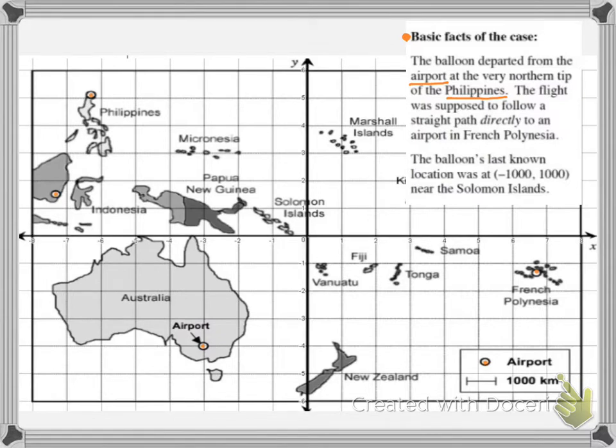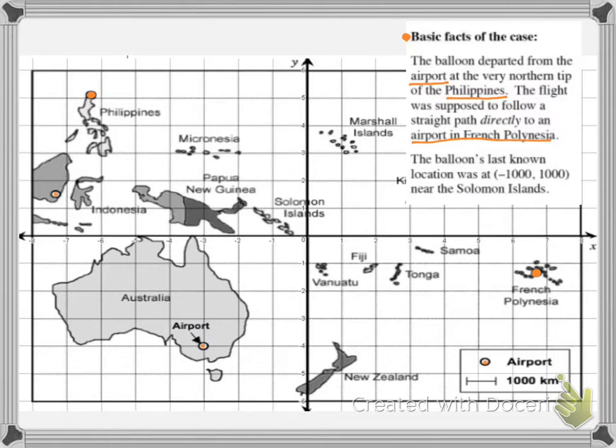So I know up here I have, so my little orange dot right there is going to be the Philippines up at the very top left. Flight was supposed to follow a straight path. Okay, so straight line directly to, all right, we're going to the airport in French Polynesia. Okay, so we know what their path was. So I'm going to start at the Philippines and I'm going to go down to French Polynesia. So I'm going to find the airport at French Polynesia. I'm going to go ahead and color code that orange as well.